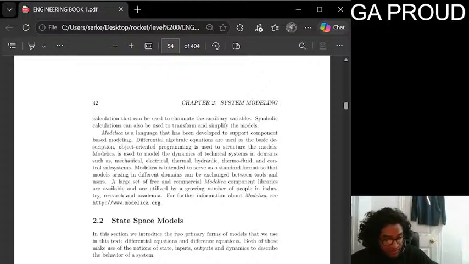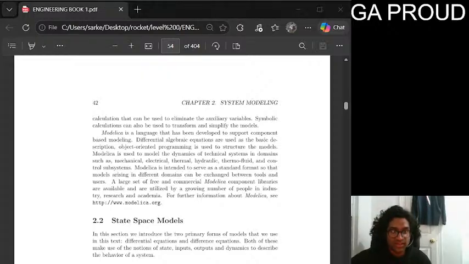We first define the system. This is chapter 2, section 1. So, first of all, we have to define the system. So, let's say x being h and v, h being the altitude, and v being the velocity. So define the state variables.